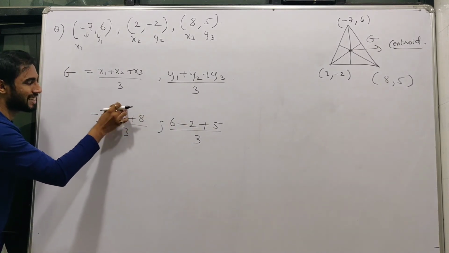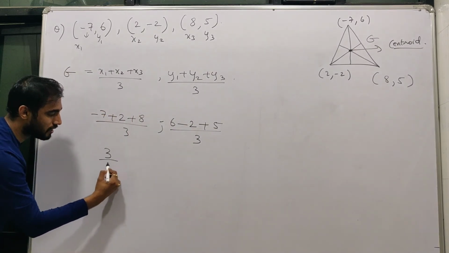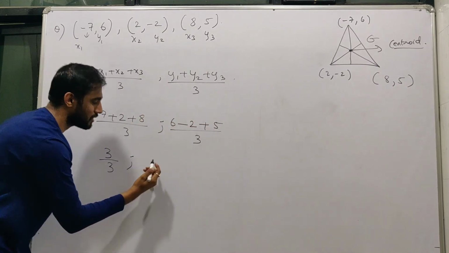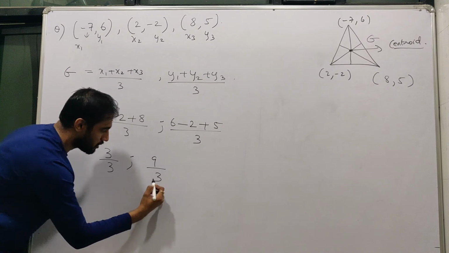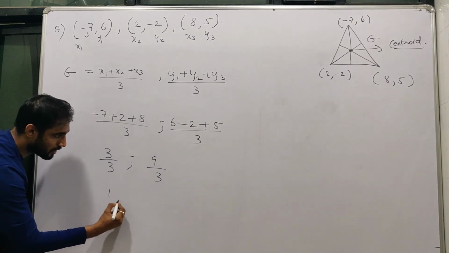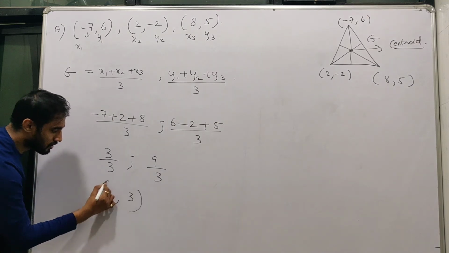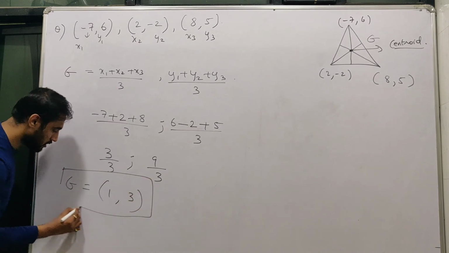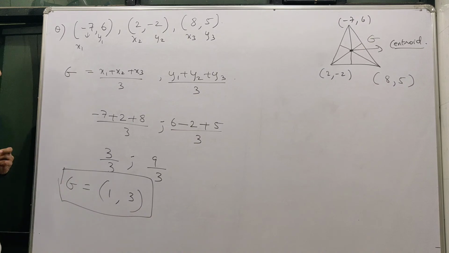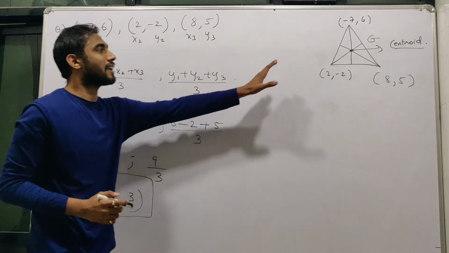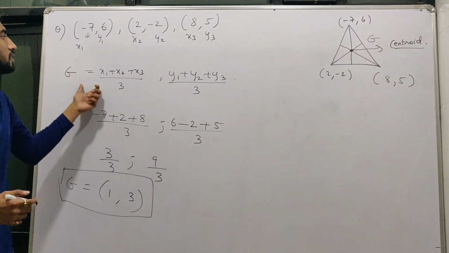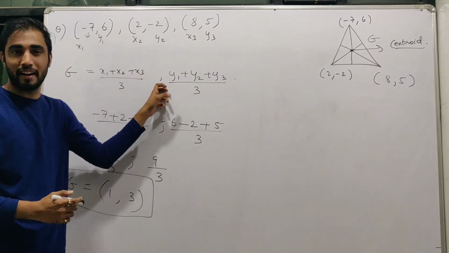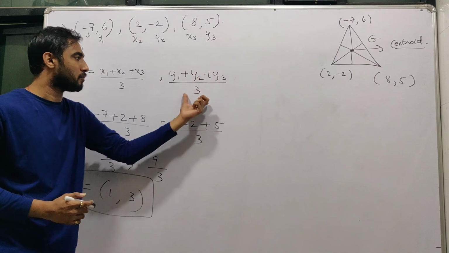So 8 plus 2 is 10, 10 minus 7 is 3, 3 upon 3, and 5 plus 6 is 11, 11 minus 2 is 9, 9 upon 3. So the answer obtained here is (1, 3). This is the point coordinates for G, the centroid. The coordinates of the centroid G in any given triangle can be found using this formula: x1 plus x2 plus x3 upon 3, and for the y coordinate, y1 plus y2 plus y3 upon 3.